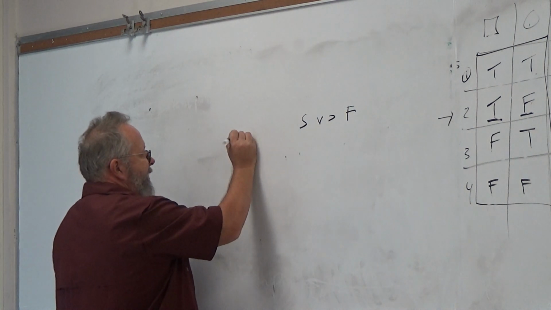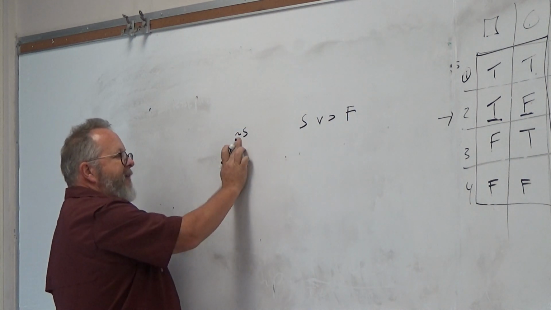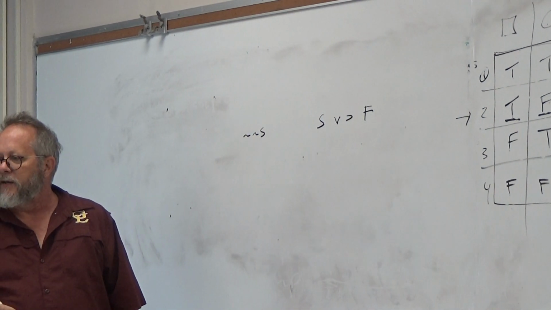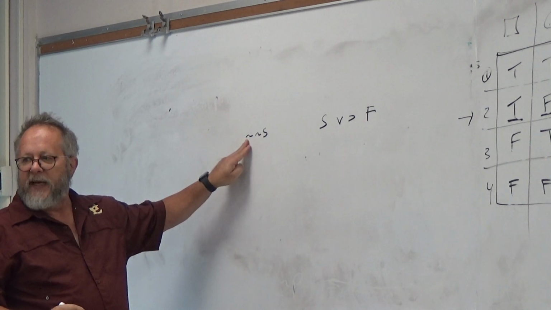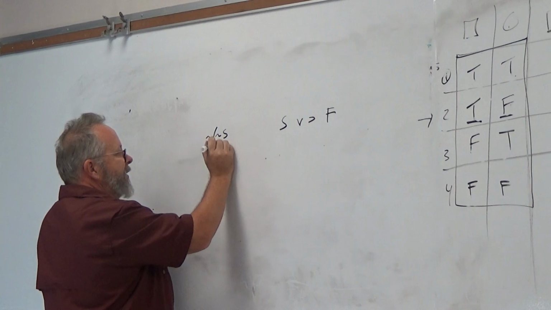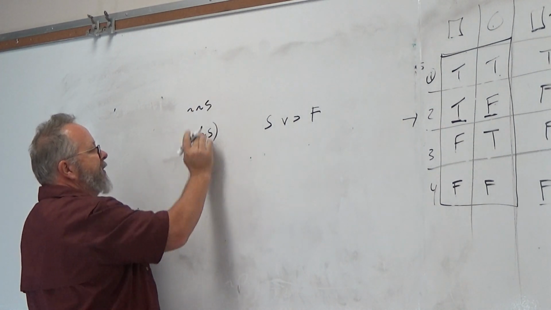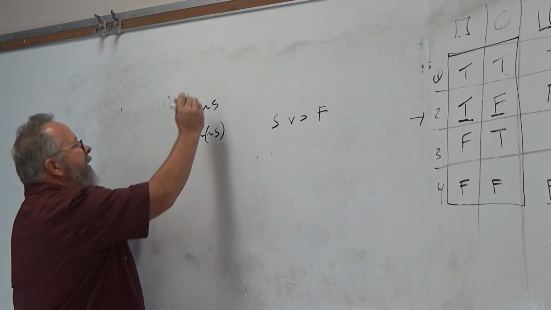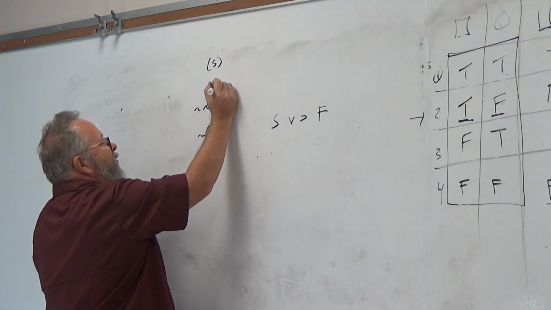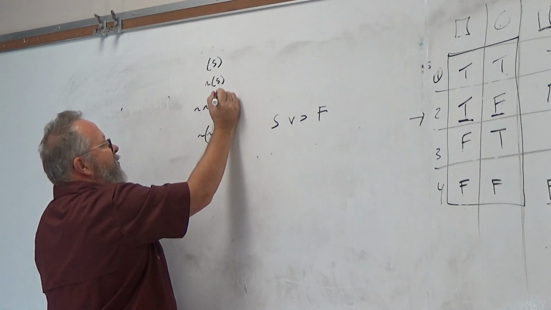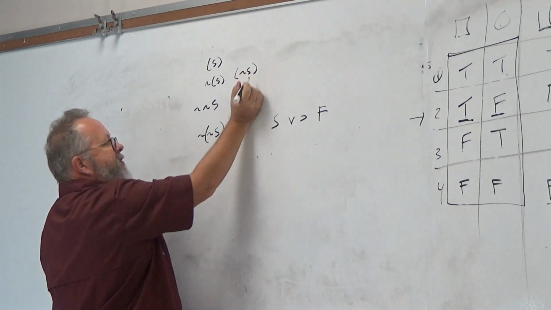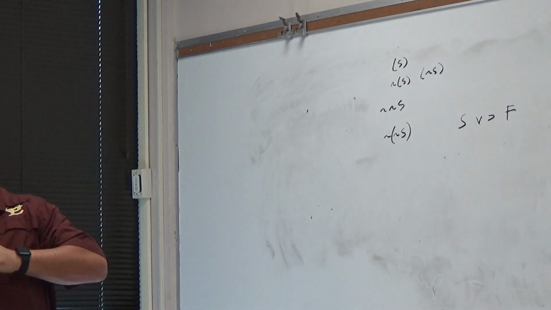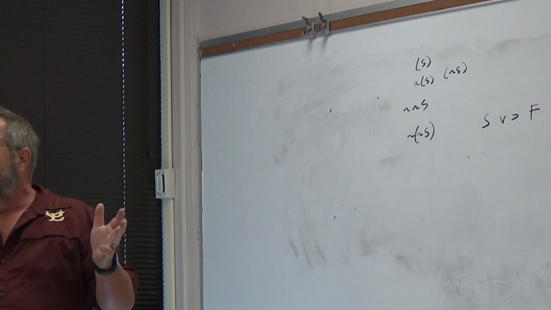The one exception to that is negation. You can have that, this, and you can have that. That's still a well-formed formula, right? Because we would negate the S and then negate it again, and there's no difference between this and that. Does everybody understand this? So if S is a well-formed formula, then not S is a well-formed formula, and not not S is a well-formed formula. Okay? So don't let double negations mess you up.